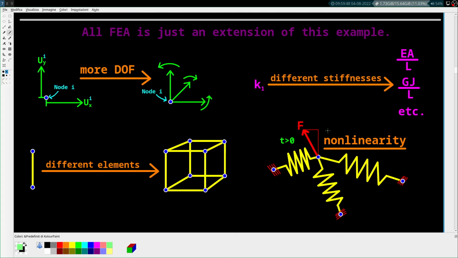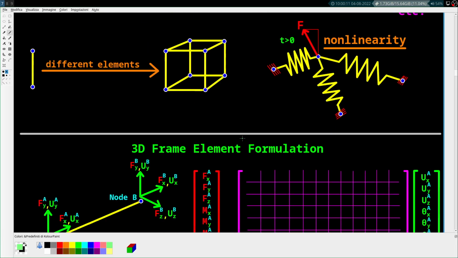There's also what we call material nonlinearities. That's if this constant is not actually constant. What if it varied as a function of the spring length? What if it wasn't a linear spring? What if it was a different kind of spring? So yeah, that's all built in here. So all FEA is just a simple extension of this example. Really, it really is so simple to extend it.